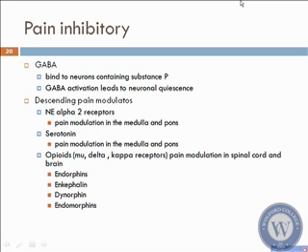Descending pain modulators such as norepinephrine alpha-2 receptors can be very effective in decreasing the actual pain response, and we use that with things like clonidine. Clonidine can be very effective in helping long-term pain regulation. Serotonin is also very important in pain modulation in the medulla and the pons area. And then opiates, of course, are the pain regulators in the spinal cord and the brain. There are slightly different kinds of receptors. Endorphins, enkephalins, dynorphins, endomorphins are all related to opiates.